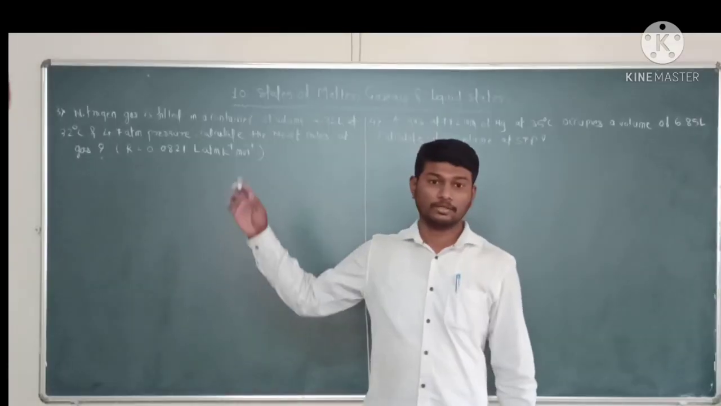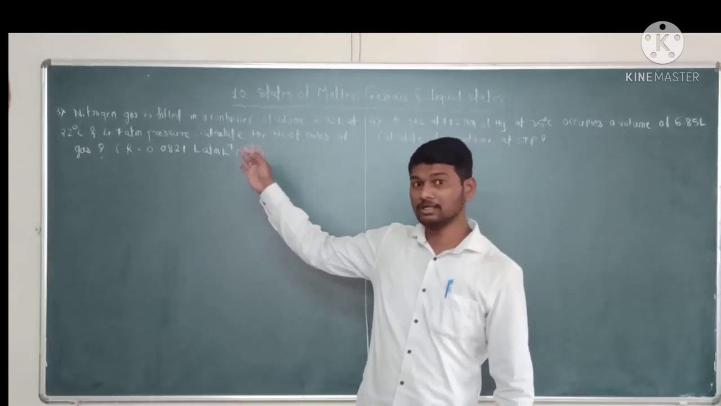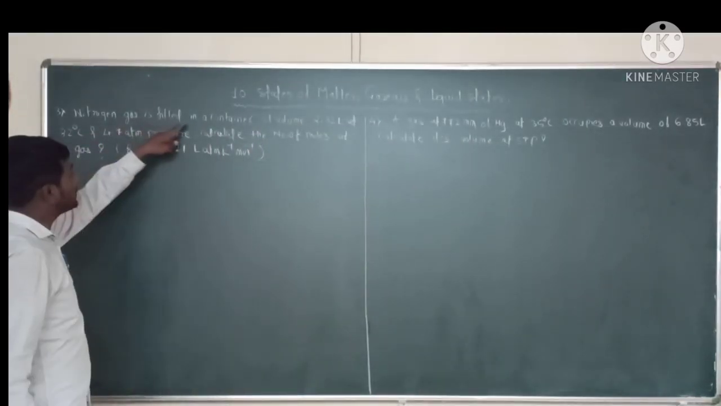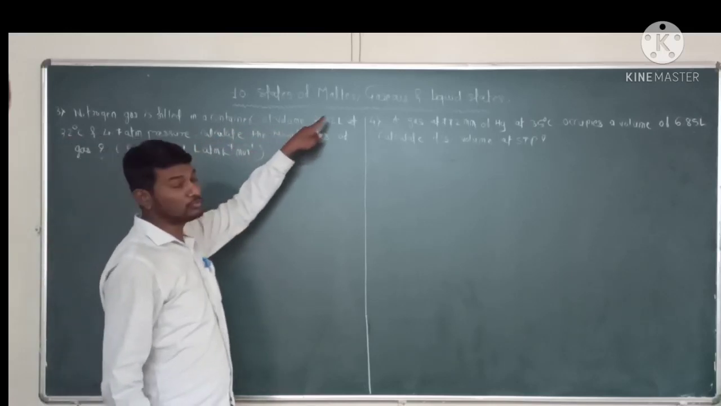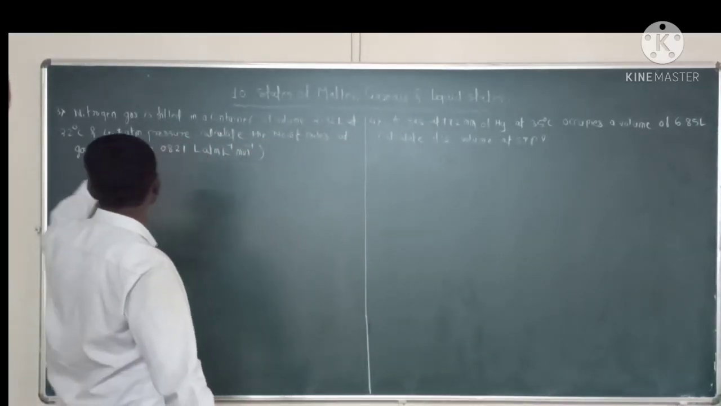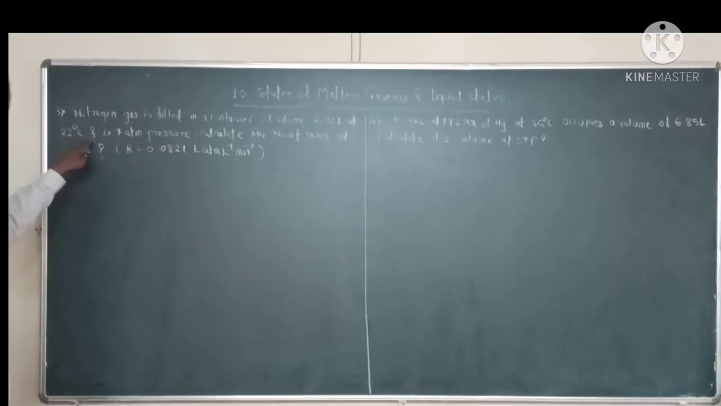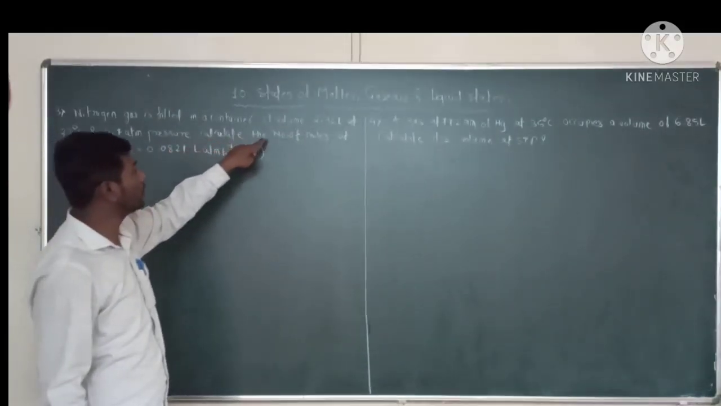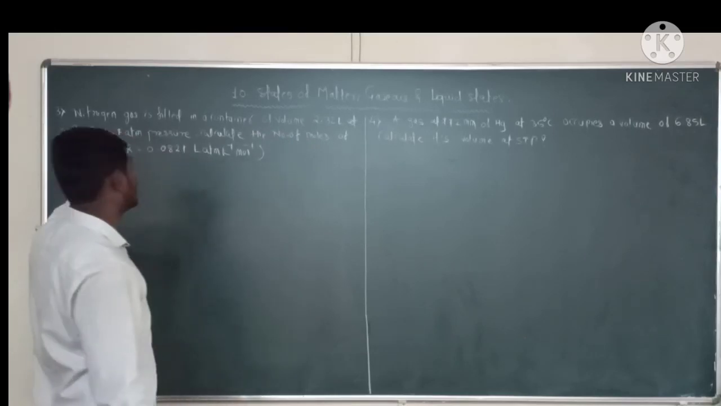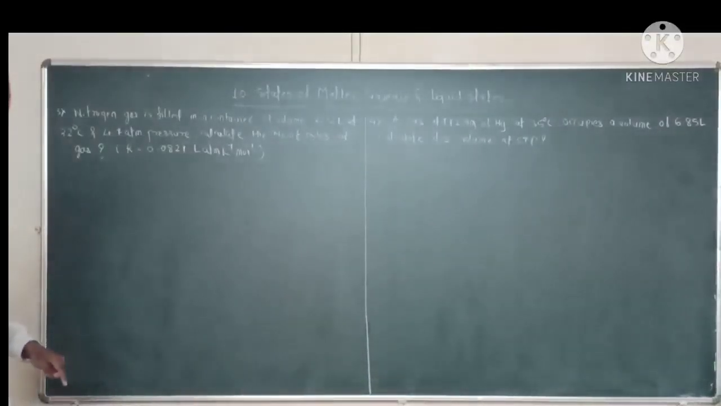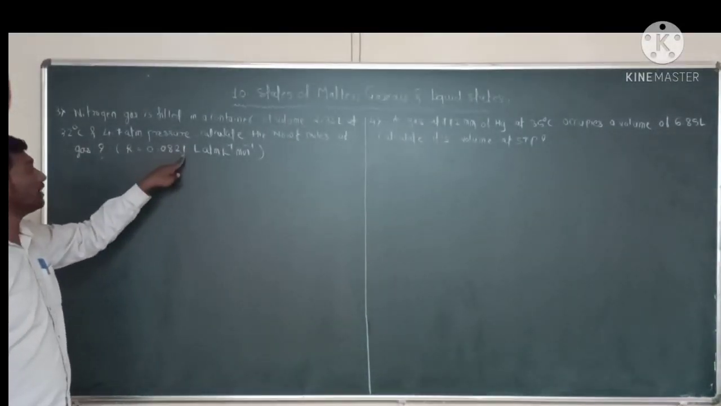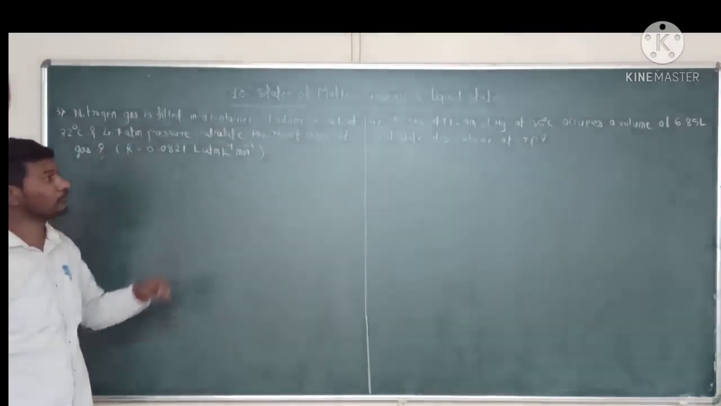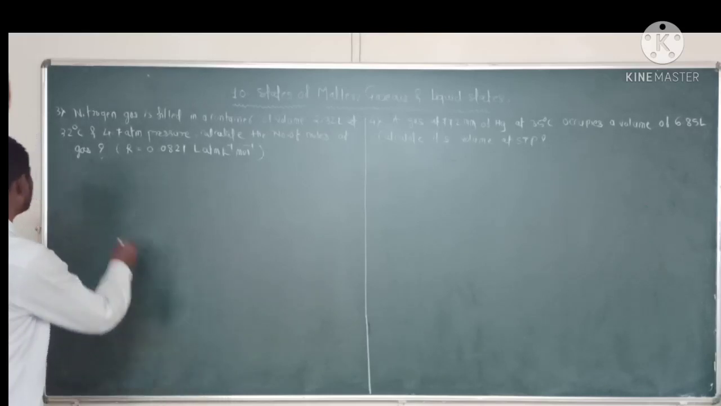Okay. Next numerical, that is numerical number 3. Nitrogen gas is filled in a container of volume 2.32 liter at 32 degrees Celsius and 4.7 atmospheric pressure. Calculate the number of moles of gas if R is equal to 0.0821 liter atmosphere per kelvin per mole. So first of all, write down the given quantities.